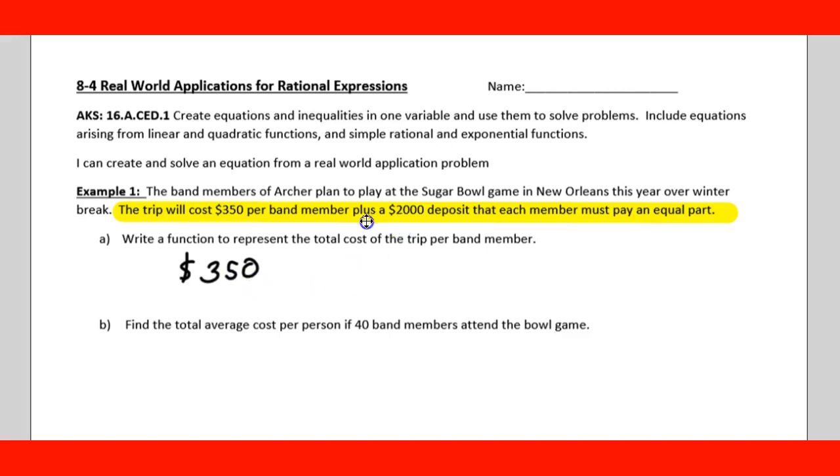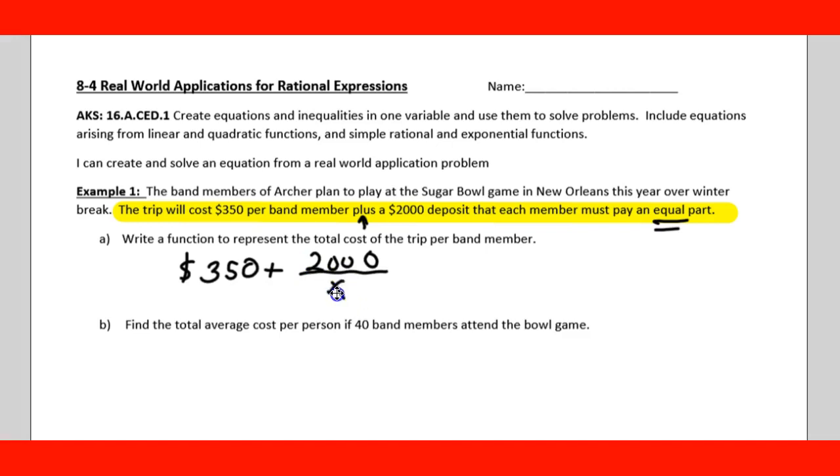Then it says plus. Keyword plus tells us we're going to add something. Plus a $2,000 deposit that each member must pay an equal part of. So however many band members there are, we need to split this $2,000 up. We know it's $2,000 and we all have to split it, so we're going to divide it by however many people there are.